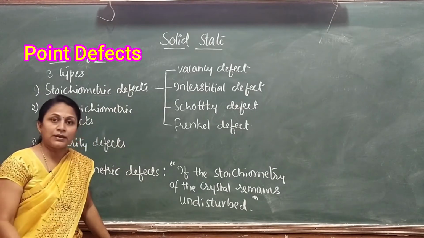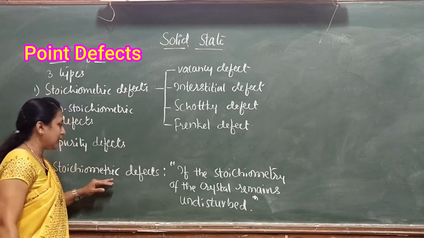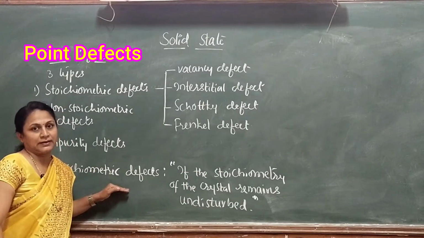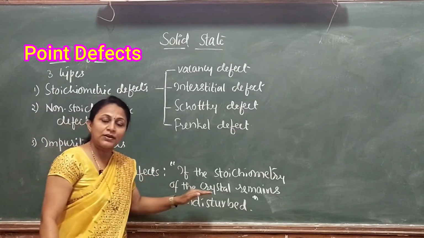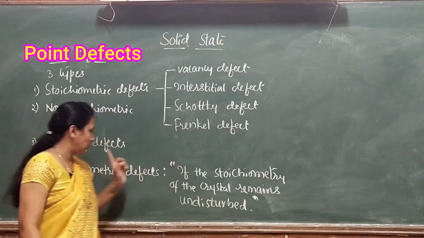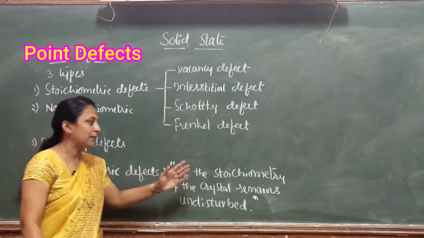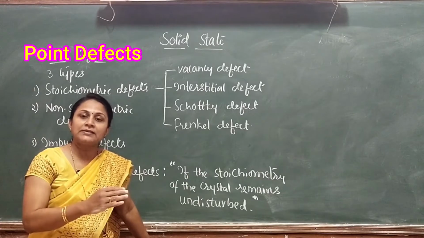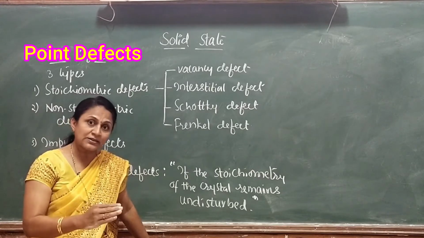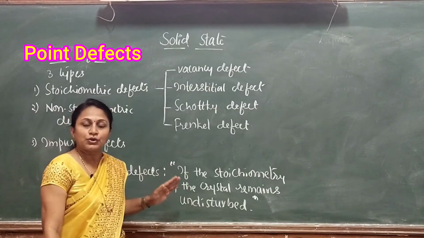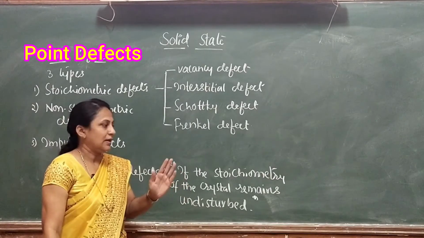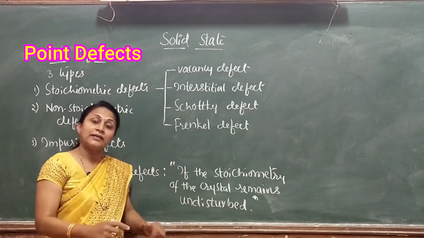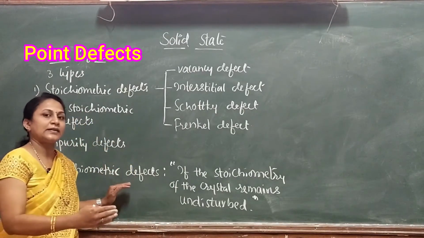So let us see what's the meaning of stoichiometry. Here, stoichiometric defects are also known as intrinsic defects or thermodynamic defects. If the stoichiometry of the crystal remains undisturbed, then it is known as stoichiometric defects. Then what is meant by stoichiometry? That is, the ratio of number of constituent particles remains same. It should not differ. Then such defect is stoichiometric. Ratio of number of constituent particles means the number of positive ions should be equal to number of negative ions. Then that is known as stoichiometric defects. Let us see one by one.